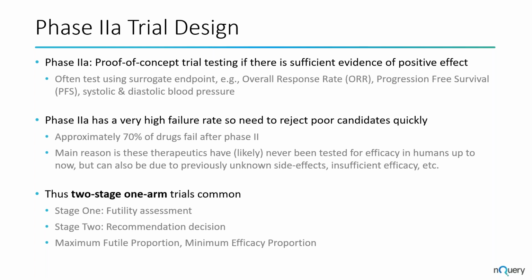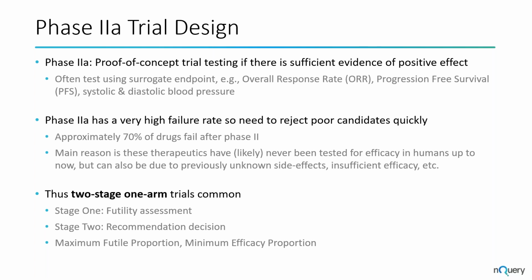So we spoke about the issues of the high failure rate at phase 2, and this is most likely due to the fact that this is the first time that we are testing for an effect in the target population. Up to now, it was testing for toxicity in healthy volunteers, and then there was modeling done in the preclinical research, but here's the first opportunity to test this treatment in the target patients. But of course, there can also be previously unobserved side effects or insufficient efficacy as well.